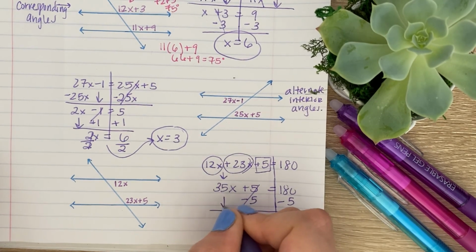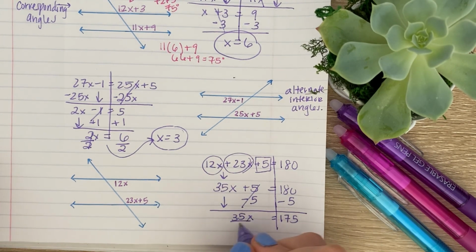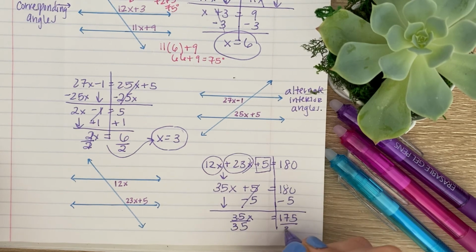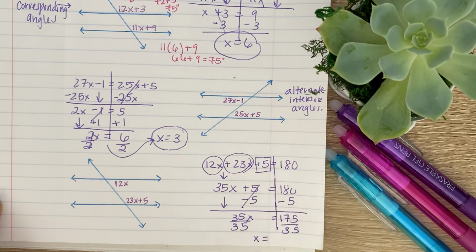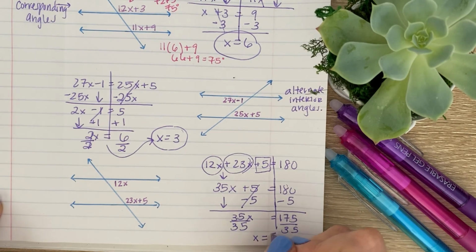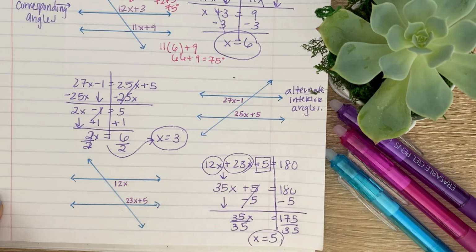Is equal to what I did not use, 35x. The last step in a two-step equation is usually to divide by 35. When I divide 175 by 35, you can feel free to use a calculator. That actually equals 5. So we have x equals 5.